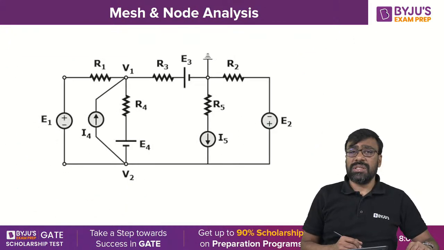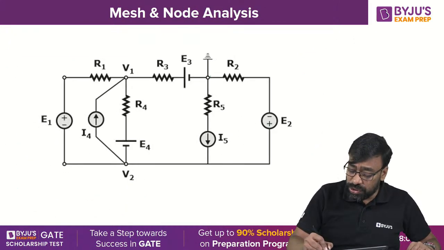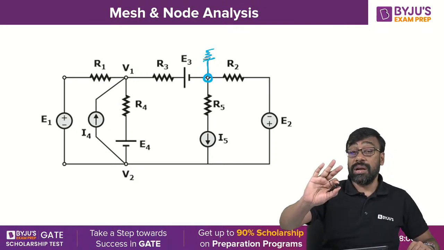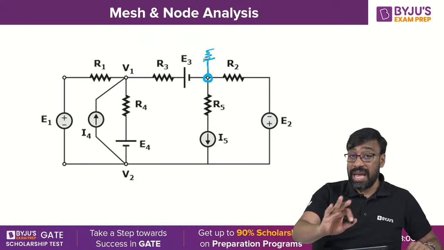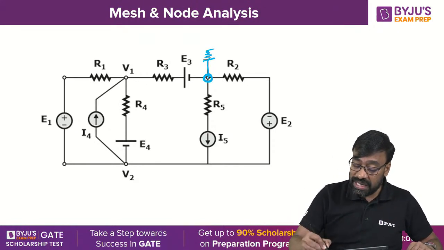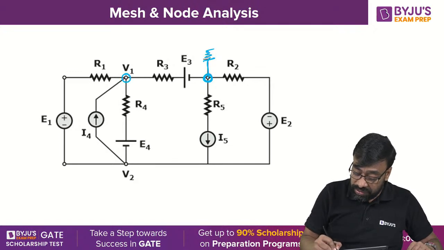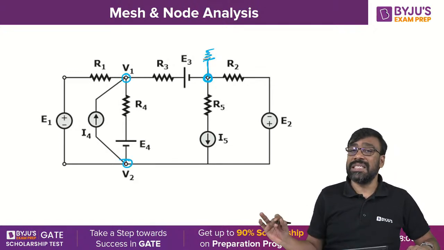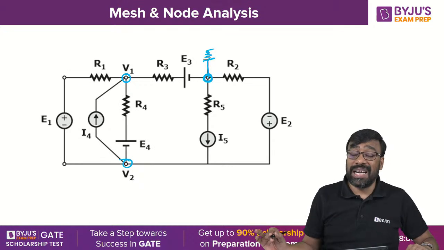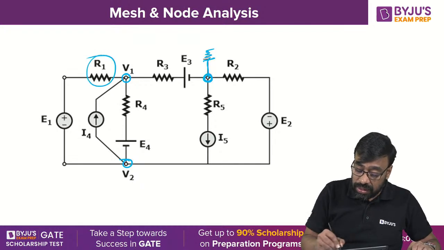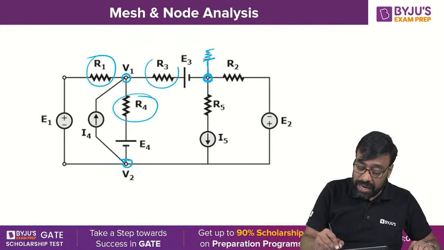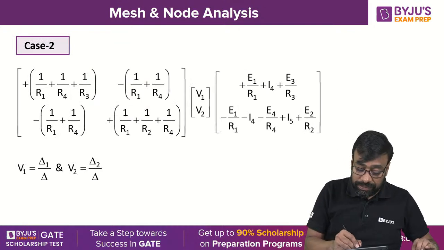Now suppose I change the reference node position. I am selecting this particular node as a reference node. There is nothing wrong now. Any node can be selected as a reference node. If I select this one as a reference node, this is V1, this is V2. I'm directly constructing the matrix form using the inspection method. Now first element will be having what? 1 by R1, 1 by R4, 1 by R3, right? That is what you have.